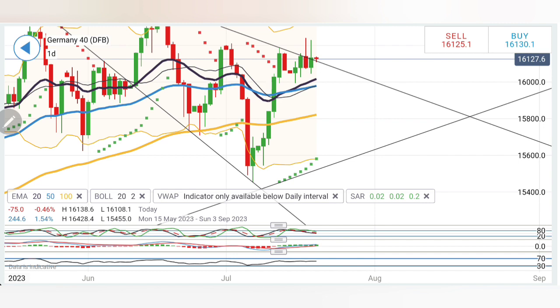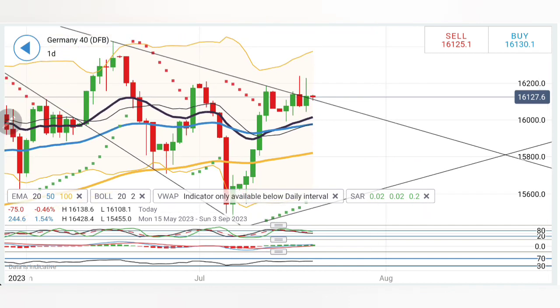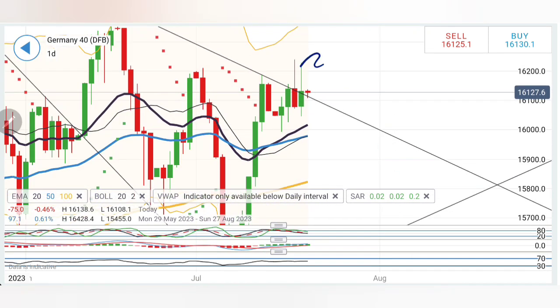Remember, this is also the 20 and 50 period moving average crossing over here. This is a bullish sign for DAX. At the same time, the last two candles indicate that the price is not willing to stay bullish. You can see an almost symmetrical formation here, and hence this makes 16,200 to 16,220 a greater resistance. So take your trades accordingly.